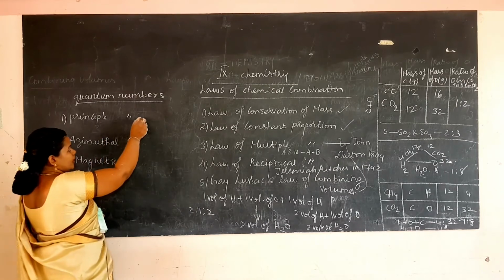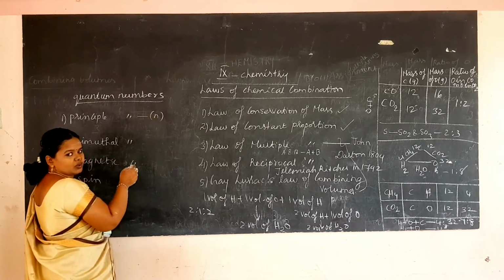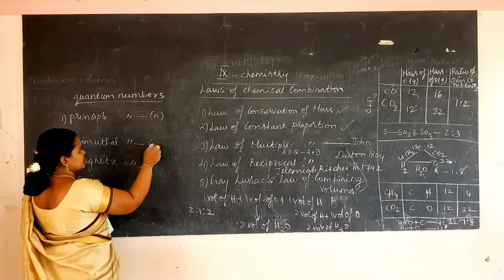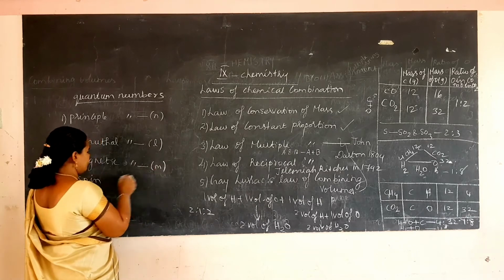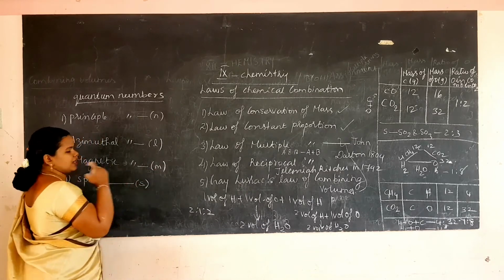First one, principal quantum number, it is represented as N. Second, azimuthal quantum number, it is represented as L. Then magnetic quantum number, it is represented as M. Then spin quantum number, it is represented as S.